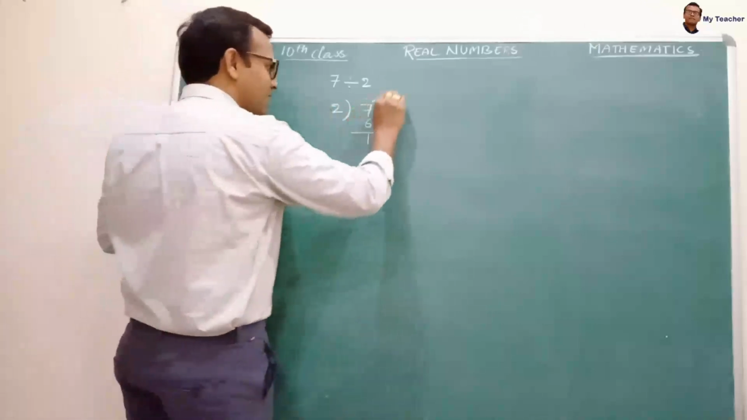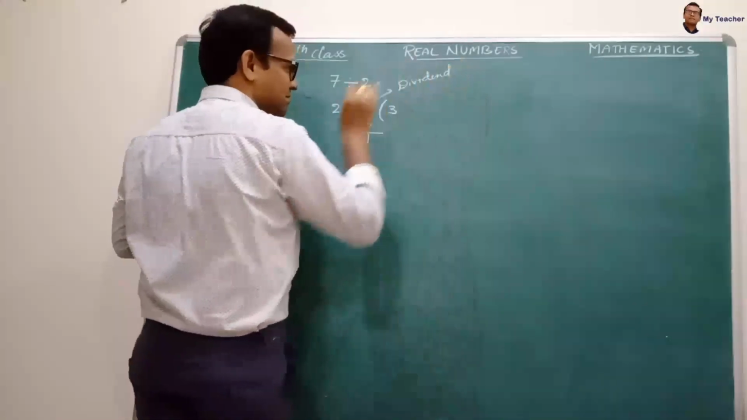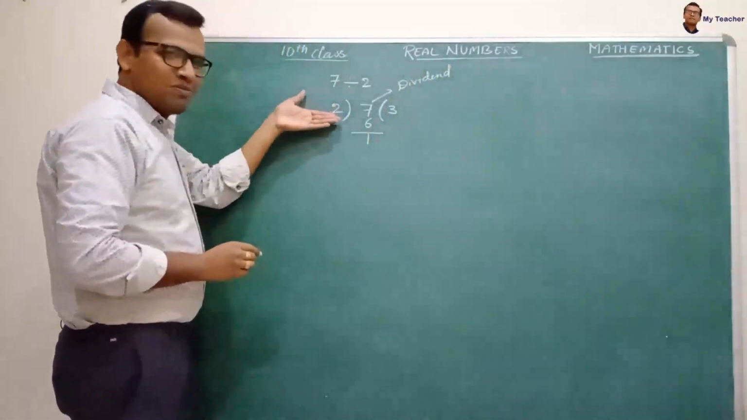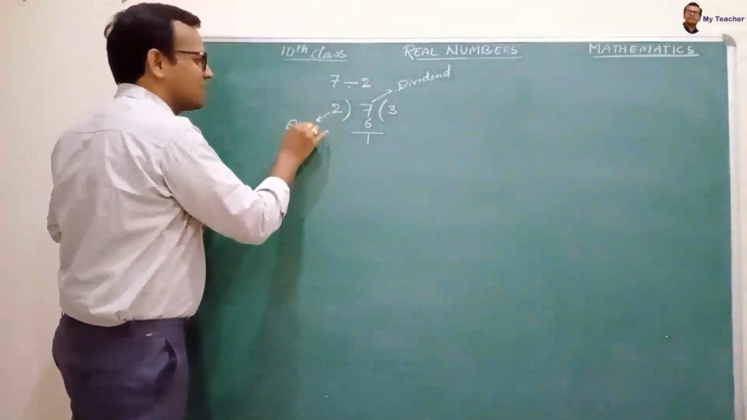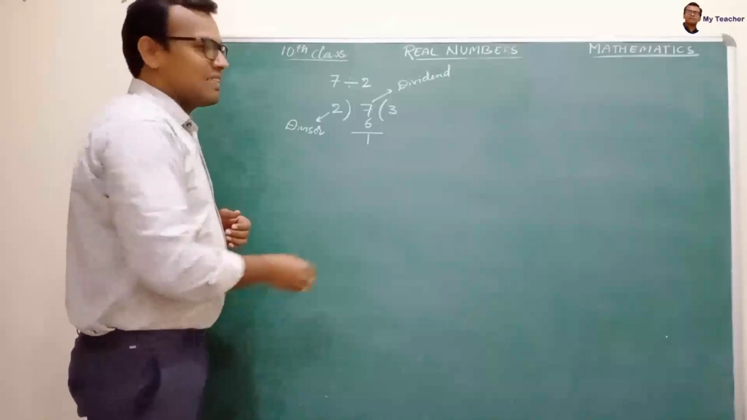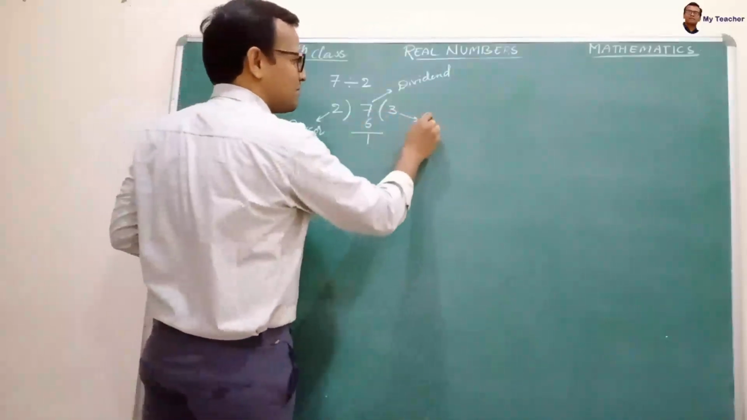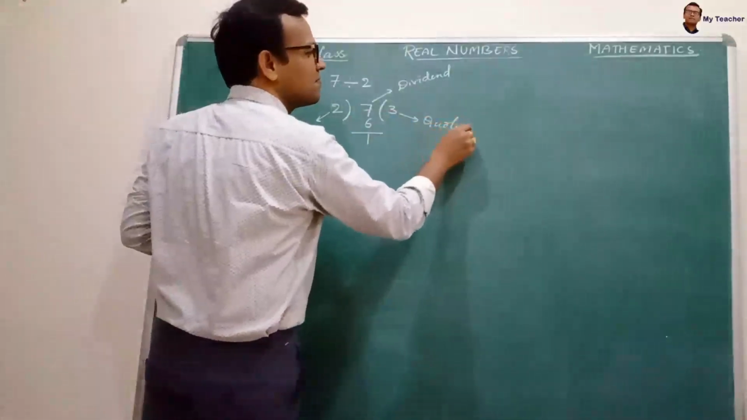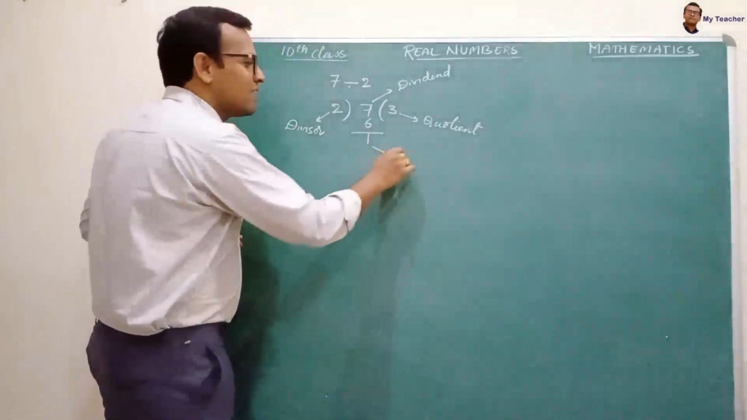Yes, let me write here. It is dividend. And what is 2? Yes, it is called divisor. And this number 3 is called quotient. And this 1 is called remainder.